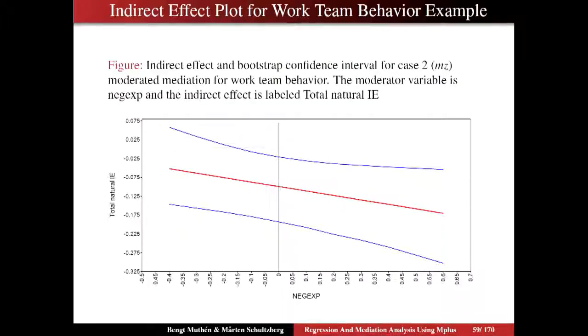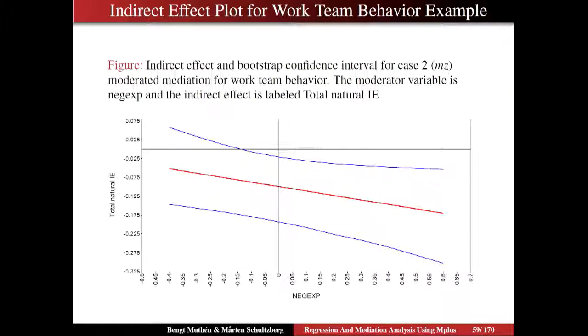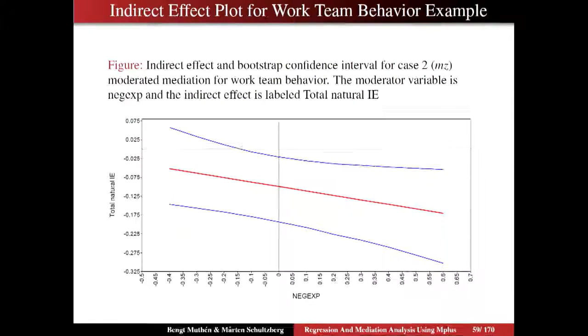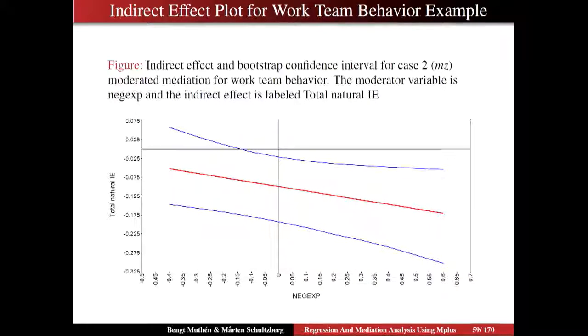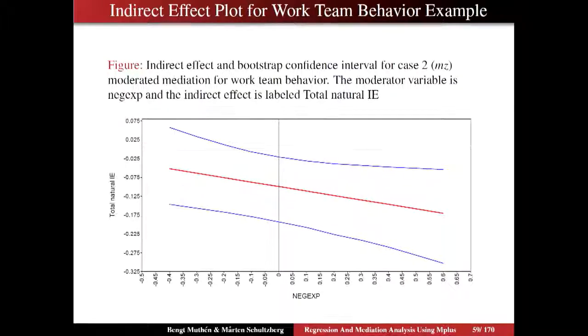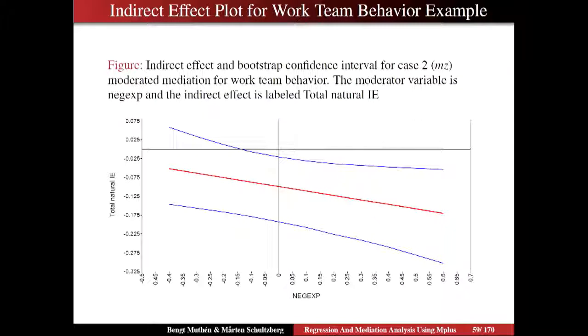All right. So now we have the moderator, the non-verbal ability to express negative emotions. That's the moderator here, and we have the indirect effect on the y-axis. So as the non-verbal ability to express these negative emotions increases, the negative effect of the dysfunctional behavior, mediated by the negative emotions, on the work efficiency becomes larger. So it's a larger negative effect.